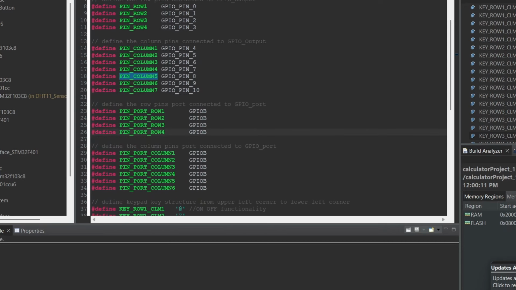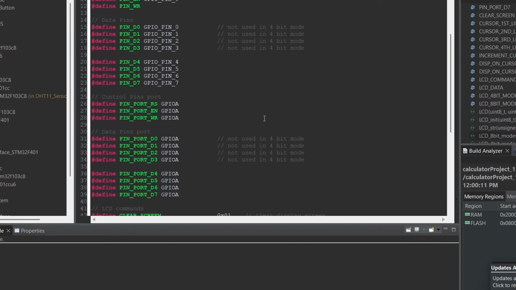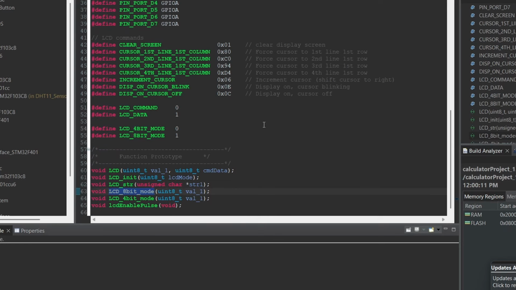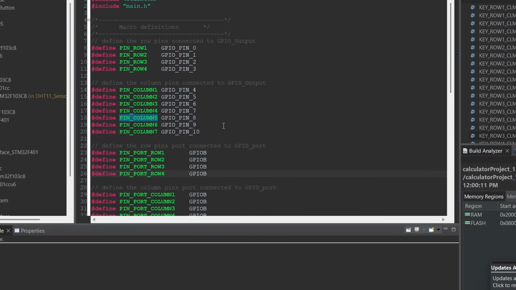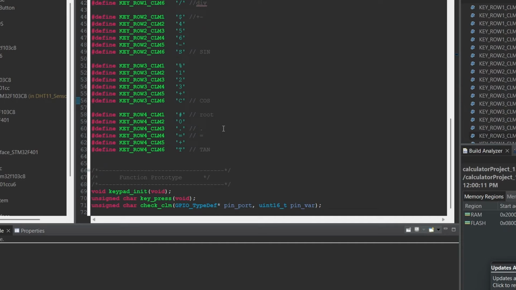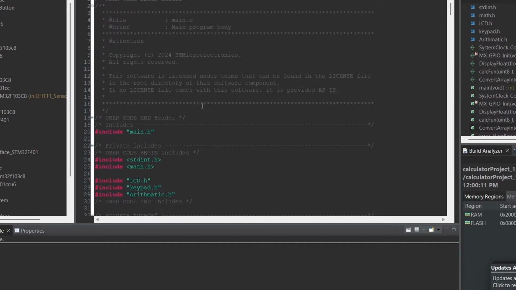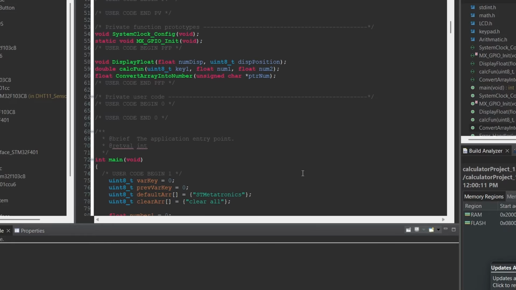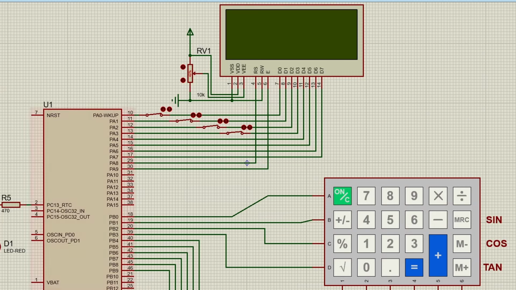In lcd.h we have not modified anything, the code is as it is. In keypad.h it is as it is, and the rest of the functionality is as it is. Now coming to the main function. We have reassigned the keys, so we will check whether our digits from 0 to 9 are being properly displayed and detected.